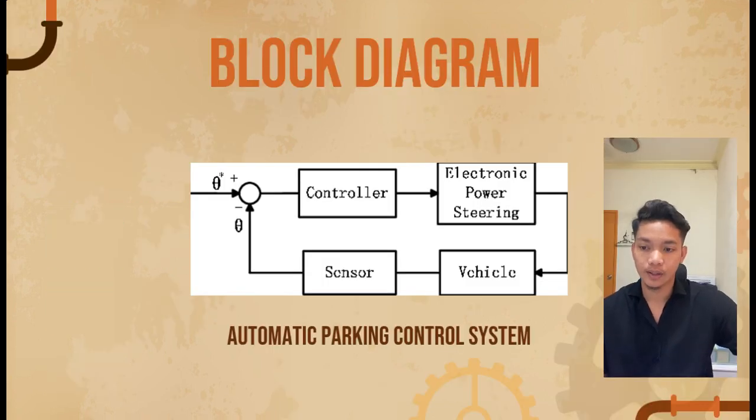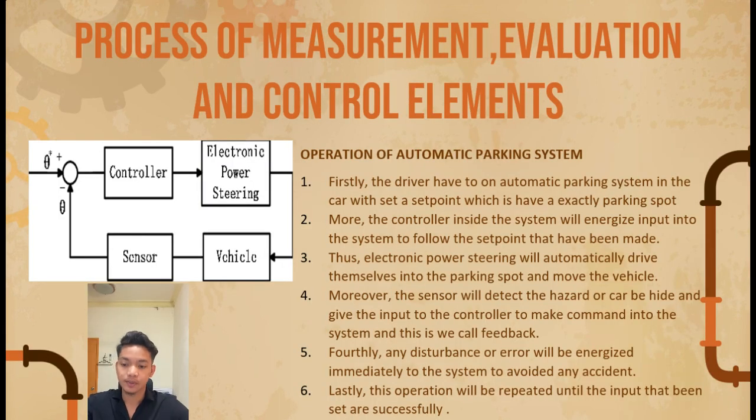Now, I will continue with the automatic parking system in control systems. So first, this is our diagram of the automatic parking system. I will explain and evaluate the operation of the automatic parking system. First, the driver has to turn on the automatic parking system in the car, setting a set point which is an exact parking spot. Then, the controller inside the system will energize input into the system to follow the set point that has been made.